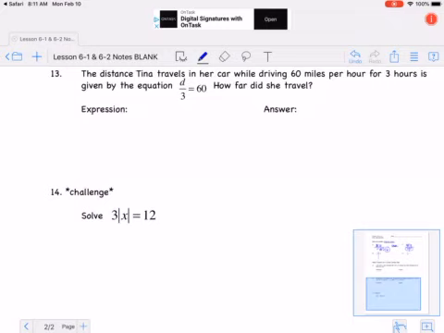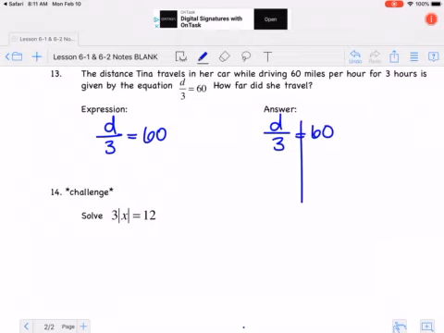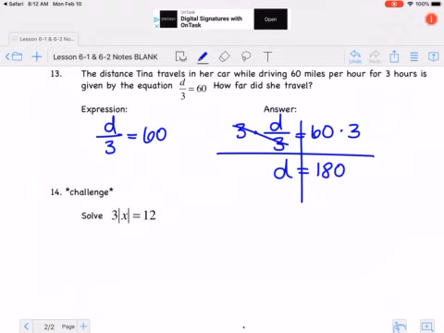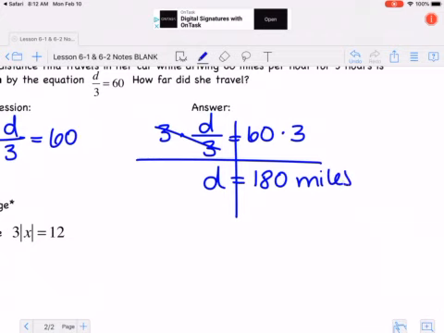Alright, number 13. It says the distance Tina travels in her car while driving 60 miles per hour for 3 hours is given by the equation d divided by 3 is equal to 60. How far did she travel? So we have our expression already. They gave it to us. So now we just need to find our answer. So same thing as before. This is dividing. So the opposite of dividing is multiplying. So we're going to get d is equal to 180. So that would be 180 miles.